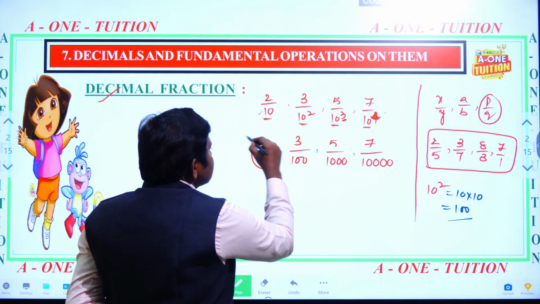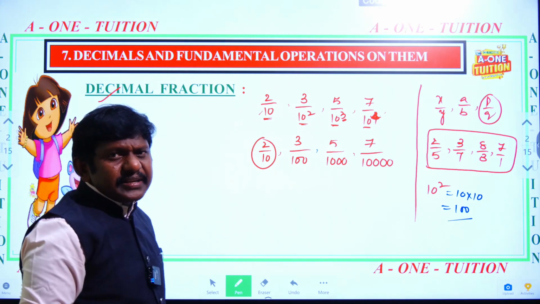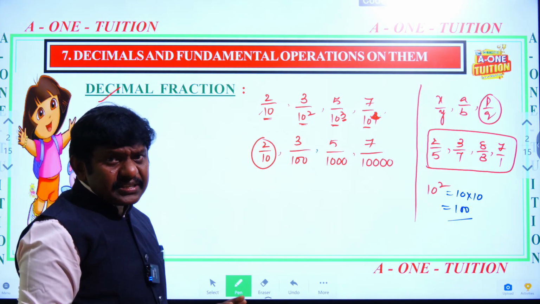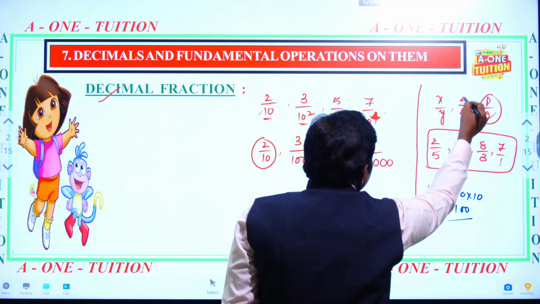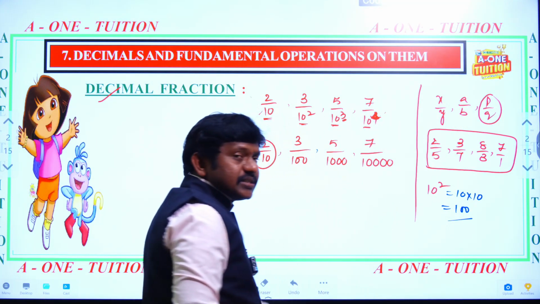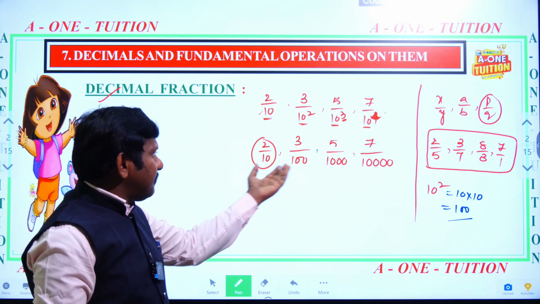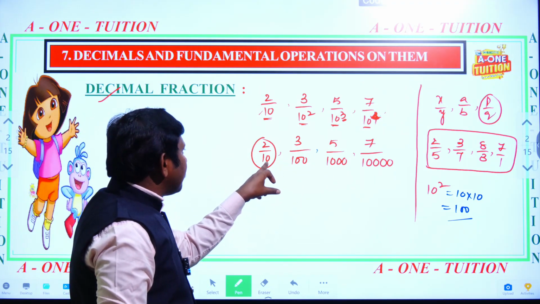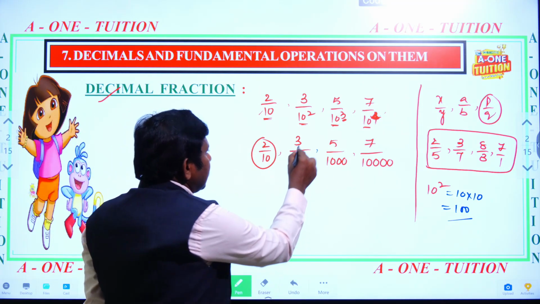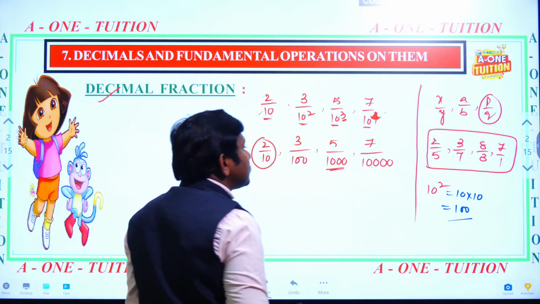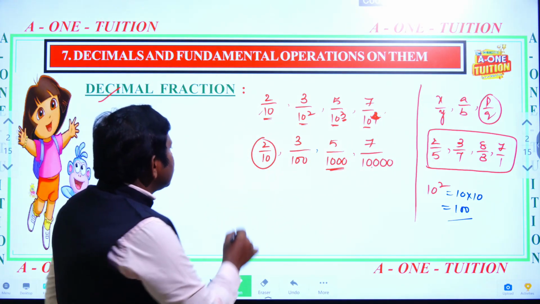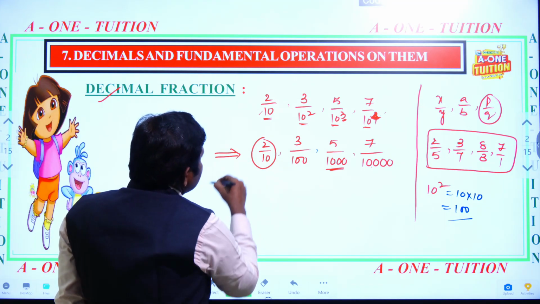Now, this is a fraction. How do you know it is a fraction? We already discussed in the fraction chapter: numbers which are in the form of x by y, a by b, or p by q are called fractions. Here 2 by 10, 3 by 10, 5 by 1000, 7 by 10,000, these are all fractions only.